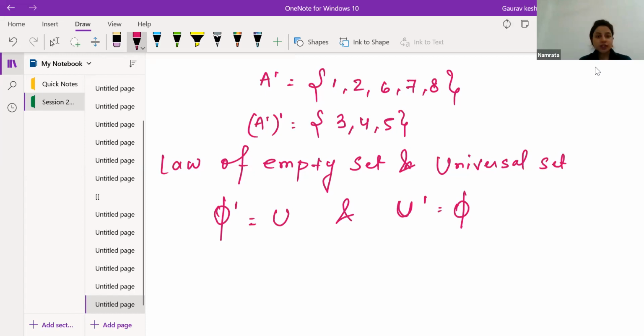So the complement of the null set means what? Null set means nothing. And if you exclude nothing from the universal set, obviously you will be having the universal set, right? Yes. And similarly, the complement of the universal set: total you are having a universal set, and from that universal set you are excluding everything. Then what is left? A null set is left, right? Yes. So these two rules came from there only.